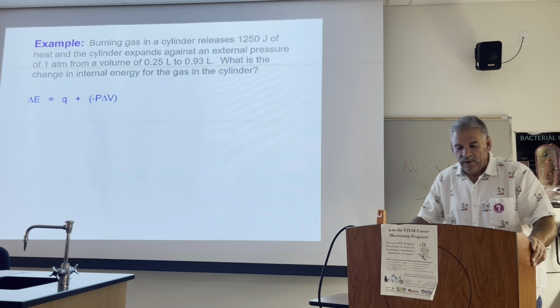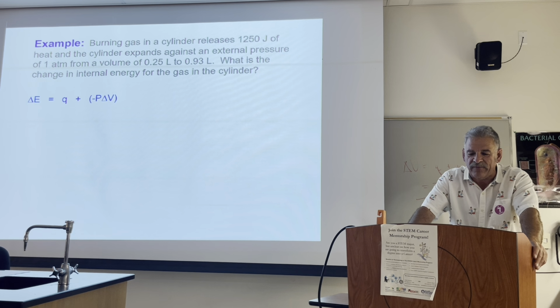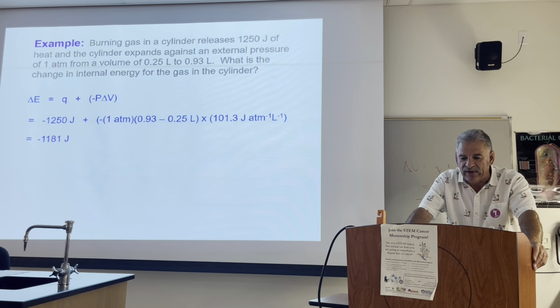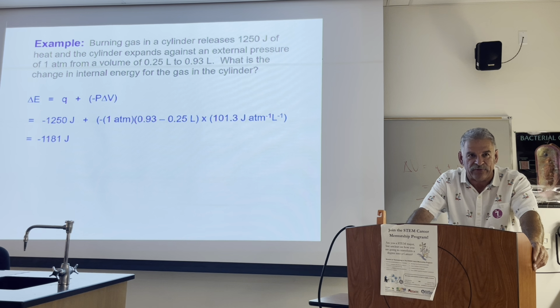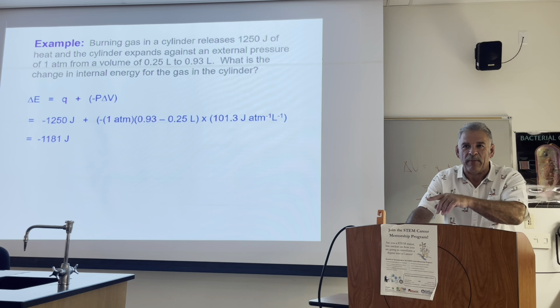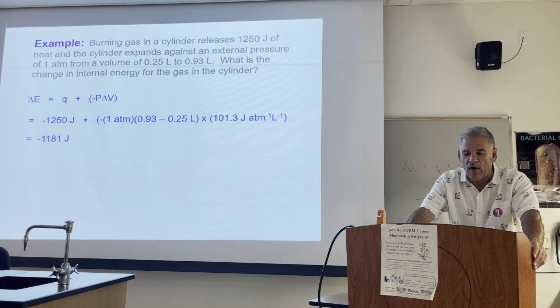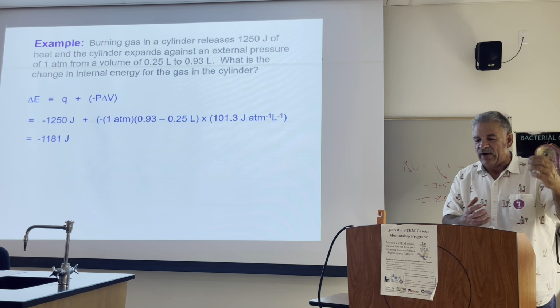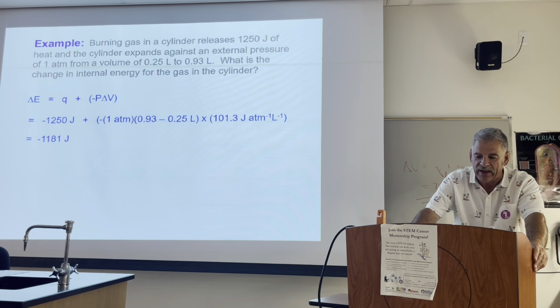Here's an example. Burning gas in a cylinder releases 1,250 joules of heat. Releases heat, so that's Q minus, right? Release of heat. And the cylinder expands against an external pressure of 1 atmosphere. So the pressure's 1 atmosphere. And remember, liter atmospheres is the work. From a volume of 0.25 to 0.93. So the final volume is 0.93, initial volume 0.25. What is the change in internal energy for the gas in the cylinder?